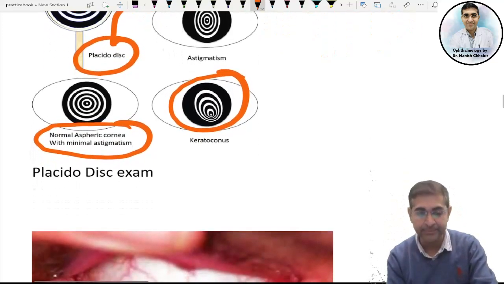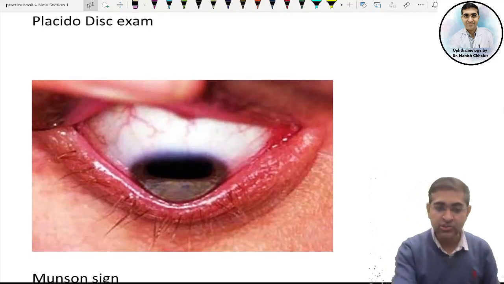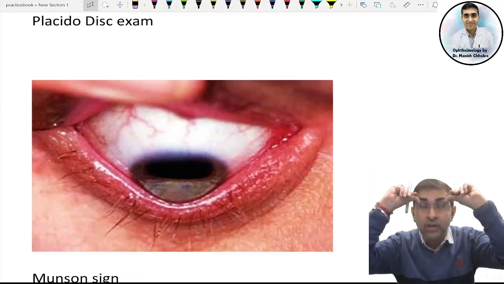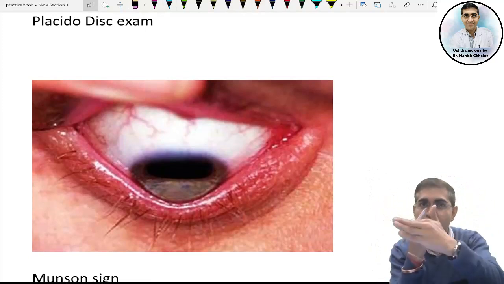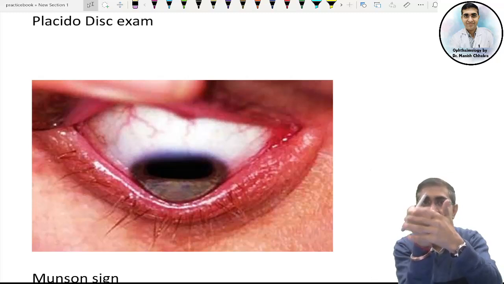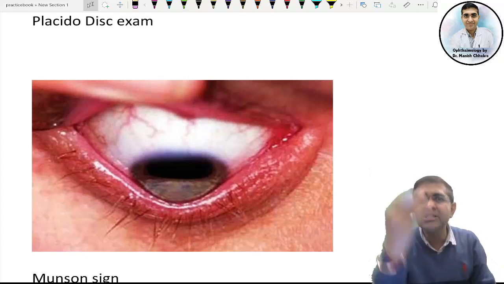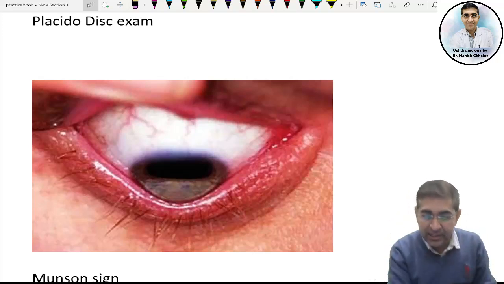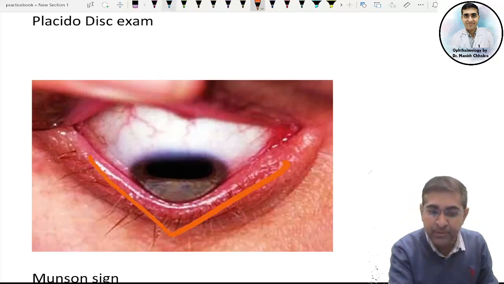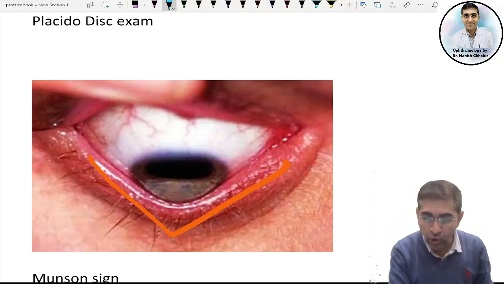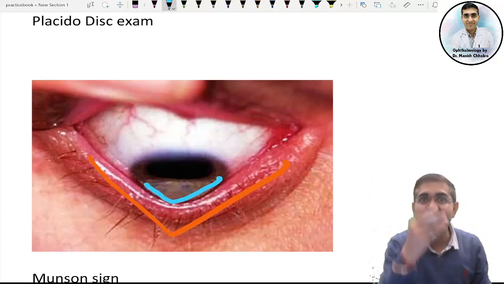Now what is this? What you do is ask the patient to look downwards. Let's suppose that this is the lower eyelid and this is the cone of the keratoconus. When the patient looks downwards, this cone of keratoconus goes behind the lower lid and pushes the lower lid in such a way that there is a formation of a V-shaped mark on the lower lid due to the cone pushing the center of the lower lid.